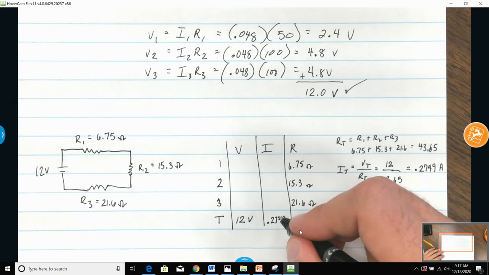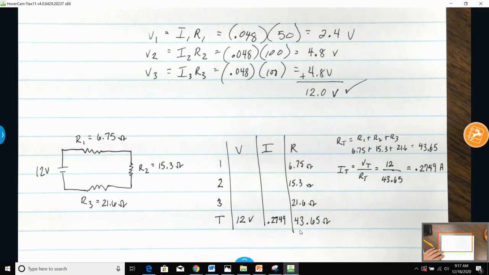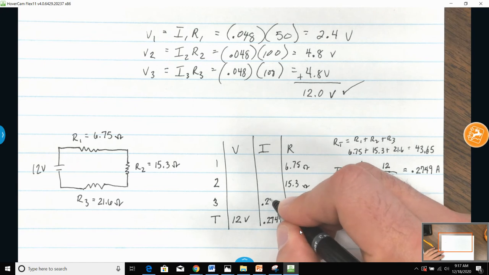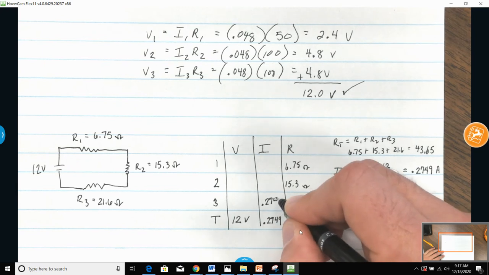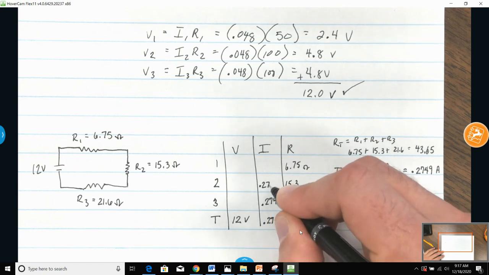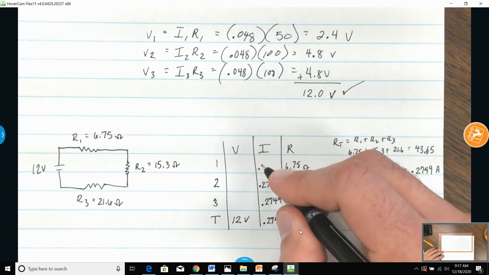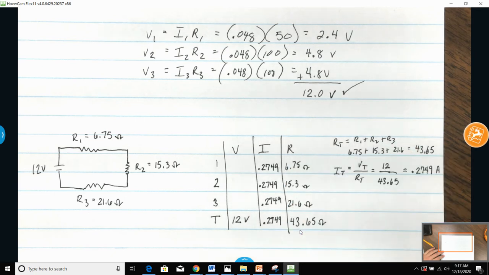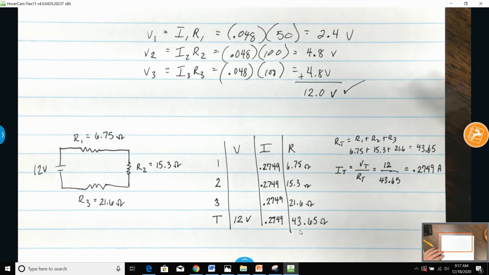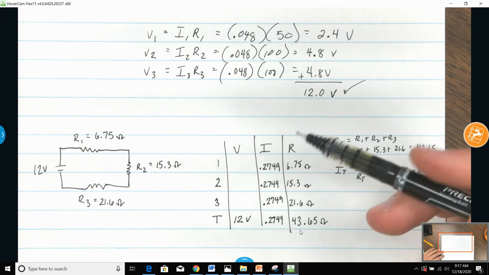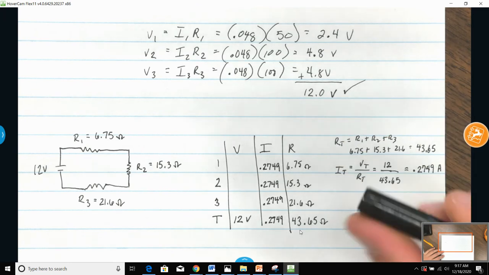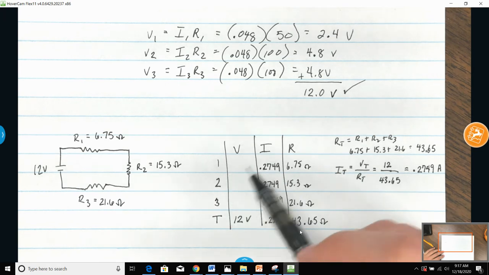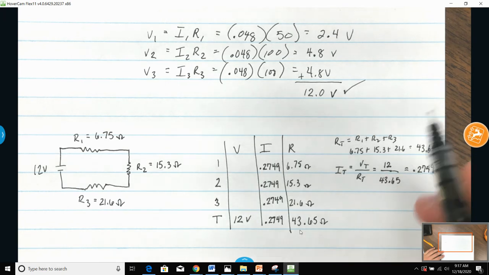Now, once you know the current at one spot, what's good with current? It's the same at every single position. So you have 0.2749 here, 0.2749 here, and 0.2749 here. Once you figure it out at one position, it's the same everywhere else, which is great. Now we should be able to figure out our V's: V1, V2, V3.